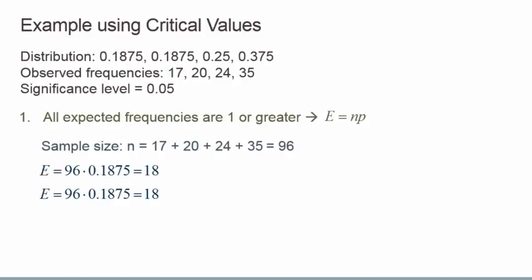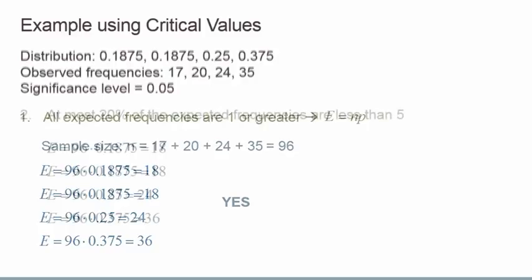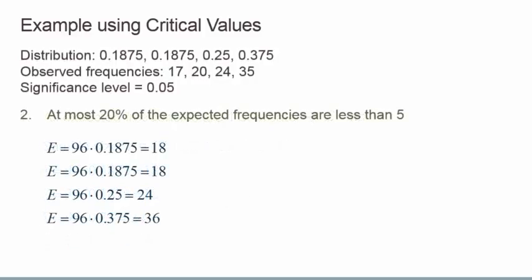My next distribution is 0.25. E equals 96 times 0.25, which is 24. My last distribution is 0.375. E equals 96 times 0.375, which is 36. All of these values are 1 or greater, so yes, the first assumption is met. The second assumption, at most 20% of the expected frequencies are less than 5. Since none of the frequencies are less than 5, that's 0%, so yes, the second assumption is met.